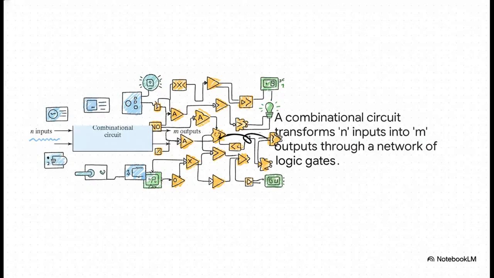So you can picture it like a logical maze. You put your ones and zeros in at one end, they race through this complex network of gates, and bam, out the other side comes a very specific, calculated result.